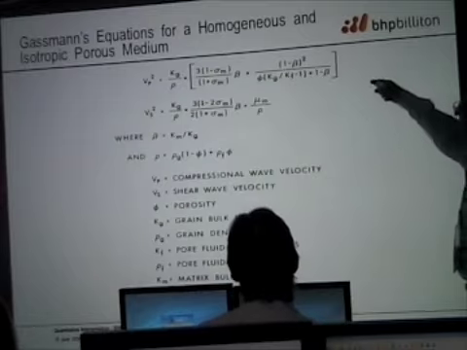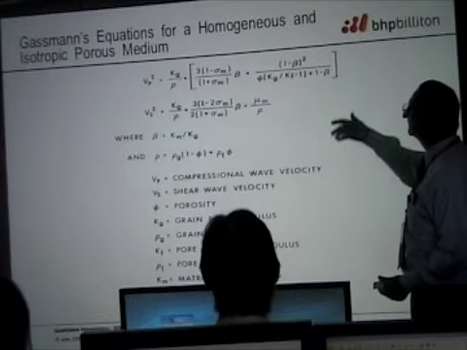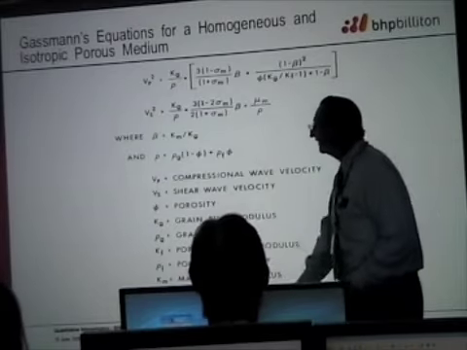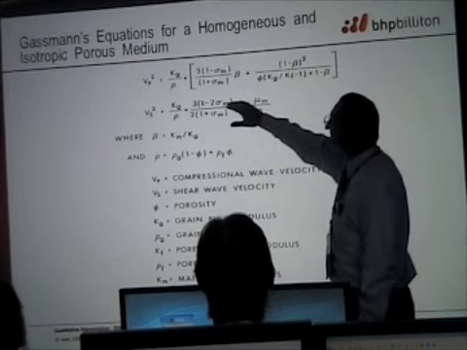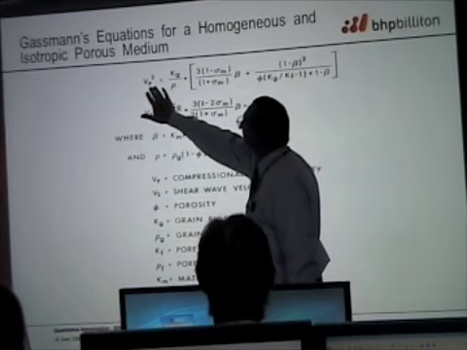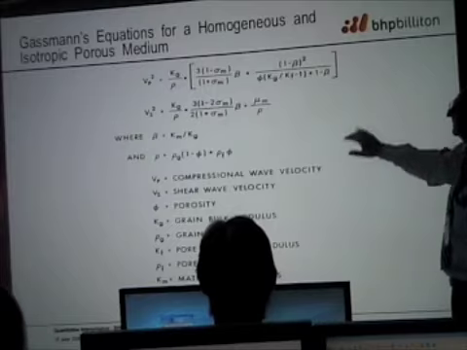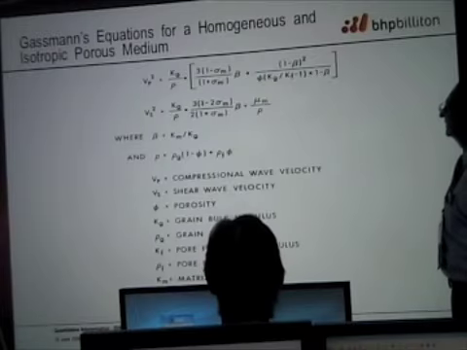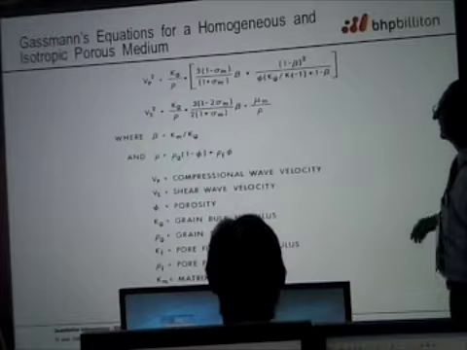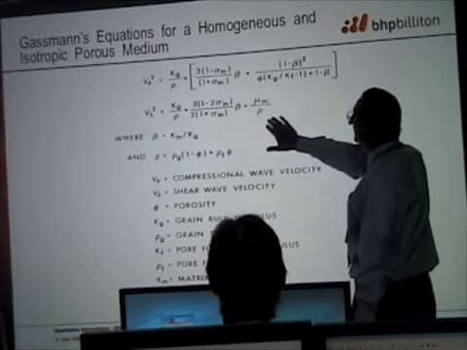These are Gassmann's equations written in terms of a whole bunch of stuff which is explained down here. I want to go through these a little bit, just so you've got them all. This is the equation for the compressional wave speed in this macroscopically homogeneous and isotropic porous medium. And this is the shear wave speed equation.